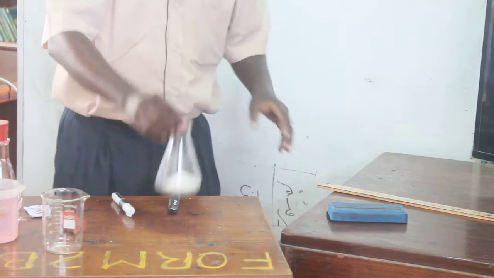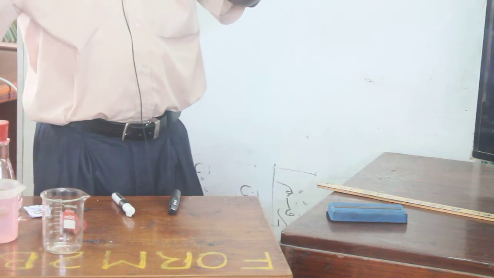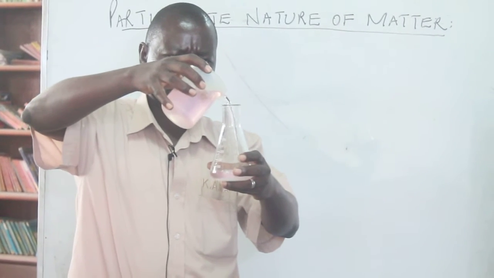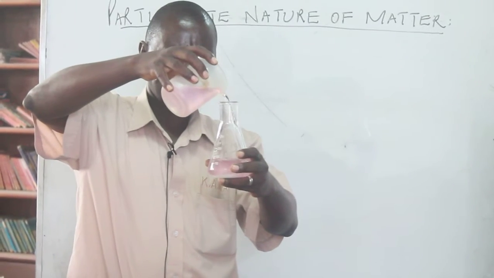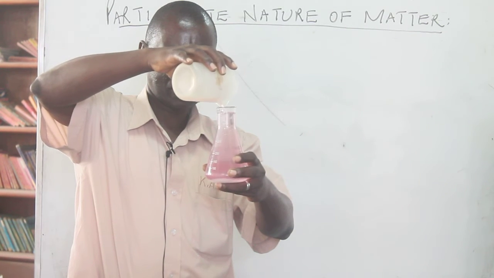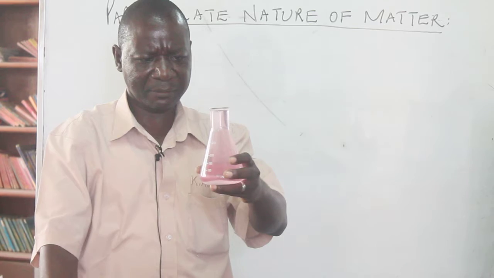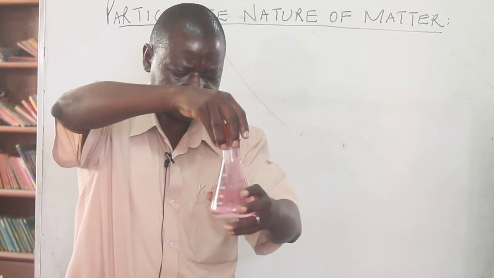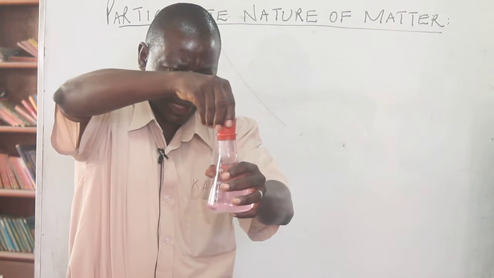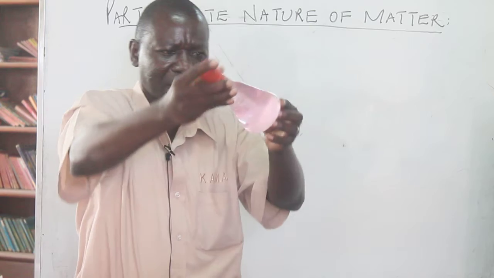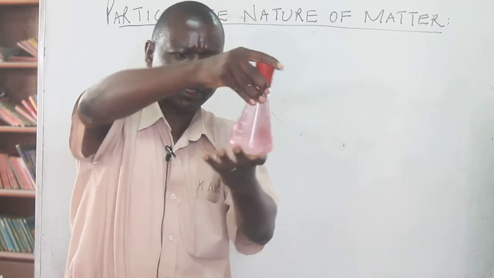That much. Then we add some water. We are going to add some colored water so that it becomes a bit visible. So we add some water until the flask is full. And then we put the stopper there and shake so that the salt dissolves.